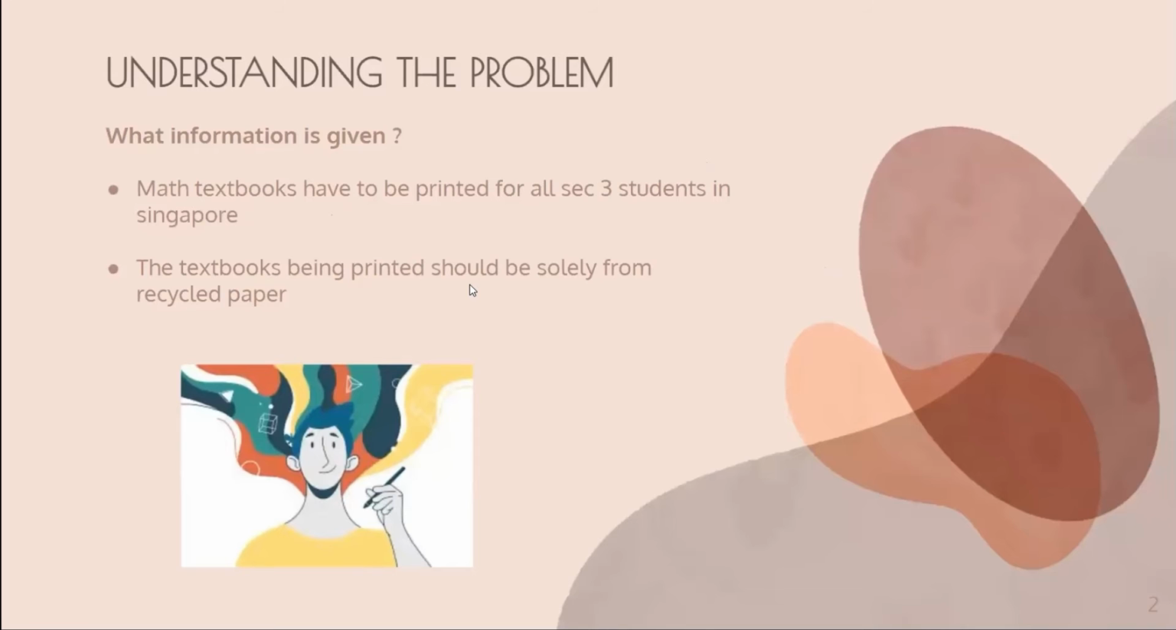To start things off, we will be going in depth into understanding the question. Firstly, we have to locate the information given within the question. We found two key points, one being that we had to print the textbook for the entire cohort, and the other being that the pages printed must only use recycled paper.